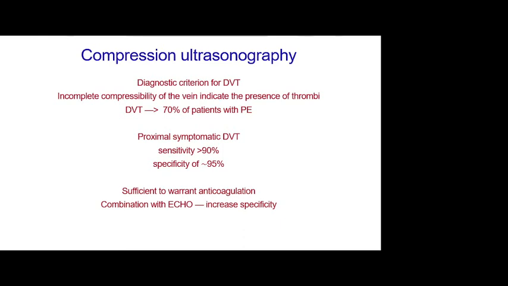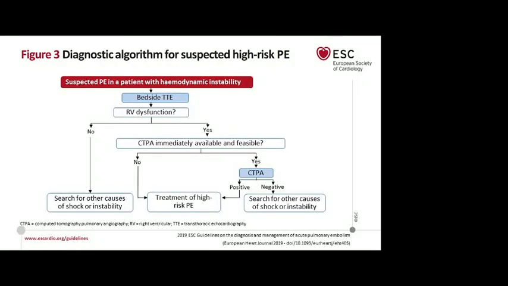Then DVT scan, compression ultrasonography. It can diagnose DVT, deep vein thrombosis. It is usually present in 70% of patients with pulmonary embolism, and it has good sensitivity and specificity. The most important thing, it warrants anticoagulation in these patients. When we combine the DVT scan and echo, we can go ahead and increase the specificity.